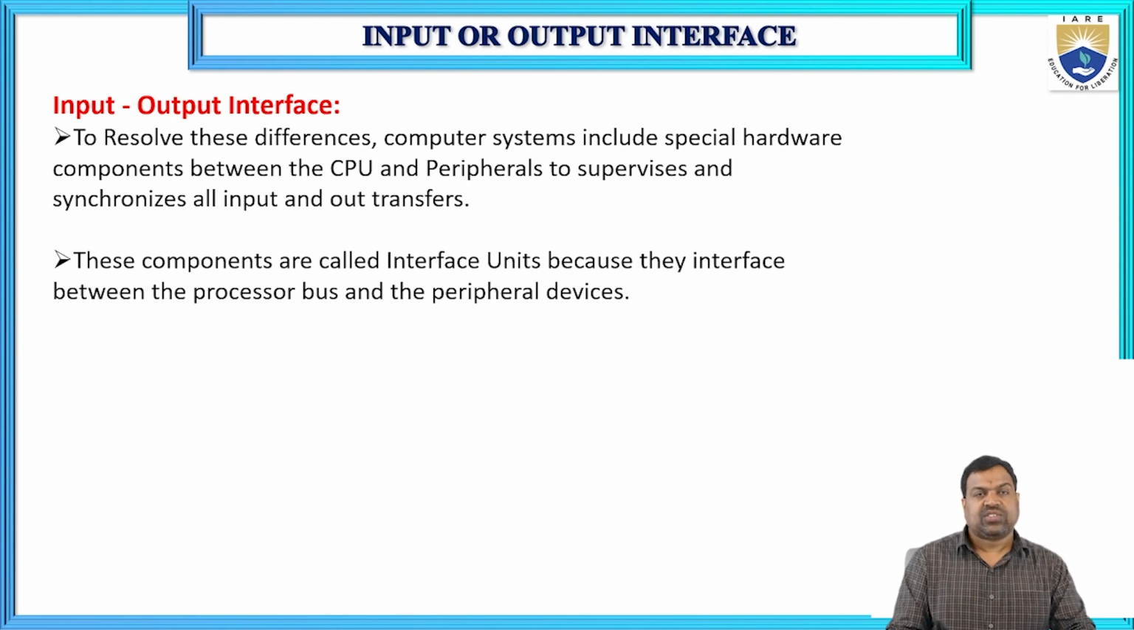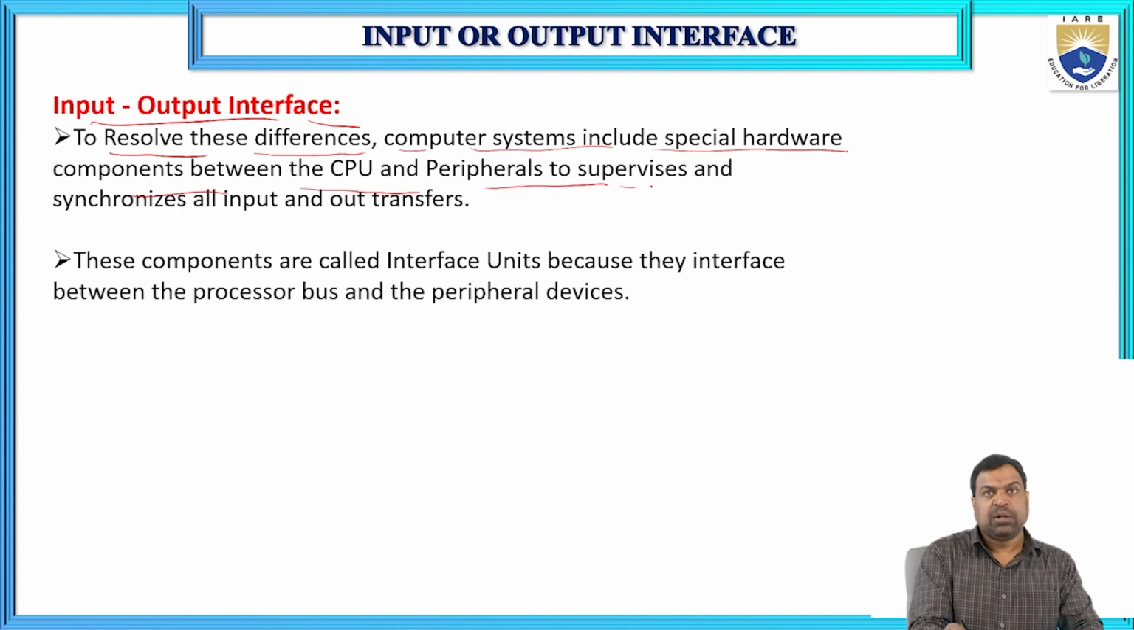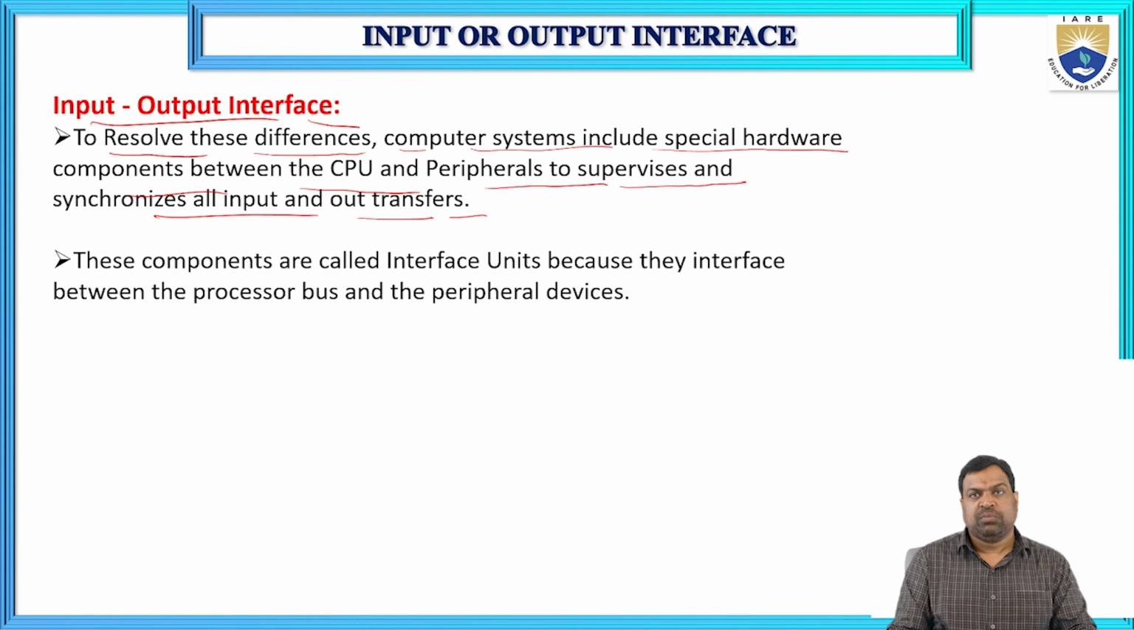So, input-output interface. To resolve these differences, a computer system includes special hardware components between the CPU and peripherals to supervise and synchronize all the input and output transfers. These components are called interface units because they interface between the processor bus and the peripheral devices.